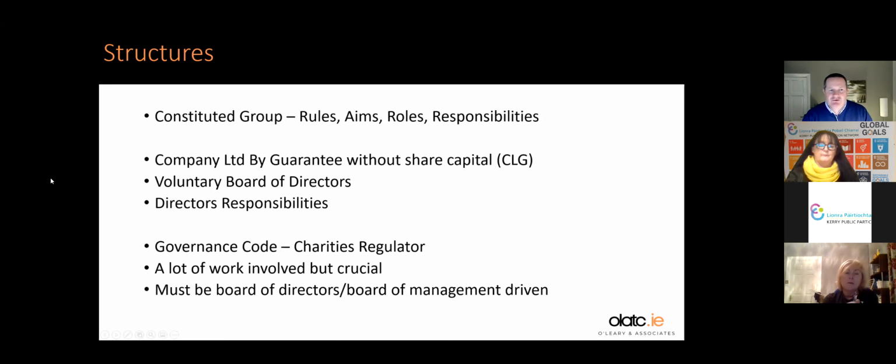So with that sort of structure, you're going to have a voluntary board of directors. Again, they're volunteers, but they have responsibilities as directors. So even though they're volunteers not being paid, they're responsible under company law the same way that I would be responsible for my company as a director. That's very important. We are going to be doing a workshop in the new year on governance, on responsibilities and on the charities regulator. And we'll have experts in this field talking about what the responsibilities are and how to structure your organization so that it's well governed.